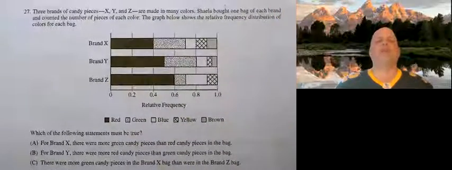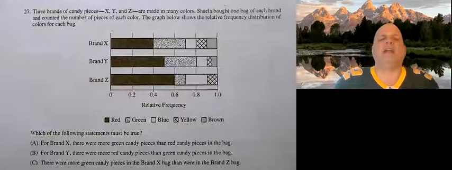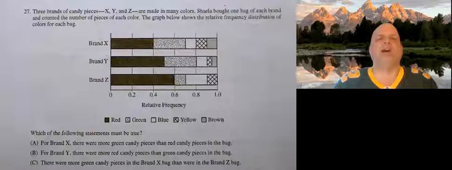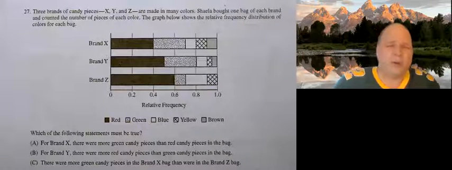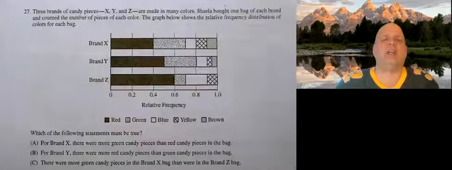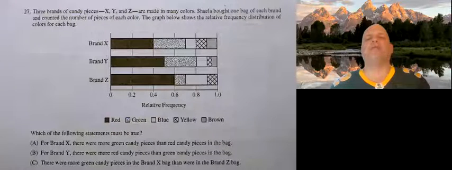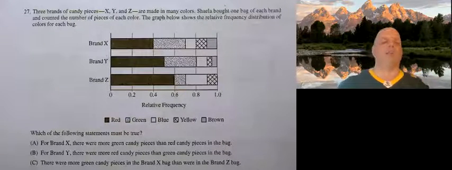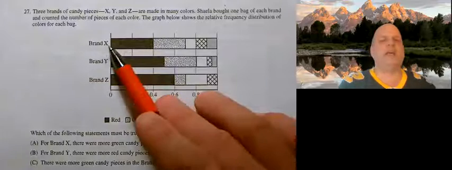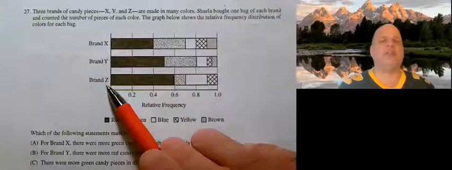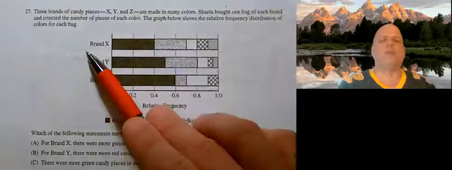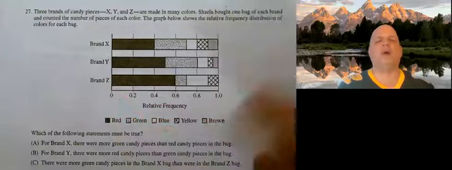27. Three brands of candy, X, Y, and Z, are made in many colors. Shado produced one bag of each brand and counted the number of pieces of each color. By the way, we don't know how many candies are in each bag. We just know the proportions. The graph below shows the relative frequency distribution of the colors in each bag. But we don't know if brand X has 1,000 pieces and brand Z has 10. All we know is these are the proportions, but we don't know how many are in each one. All right, be careful with that.